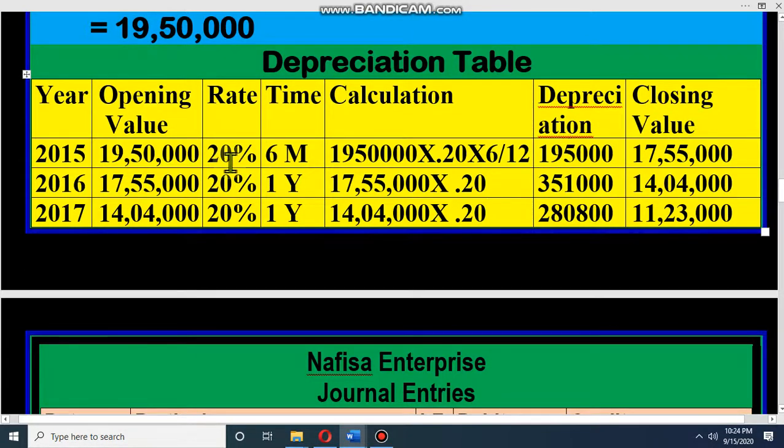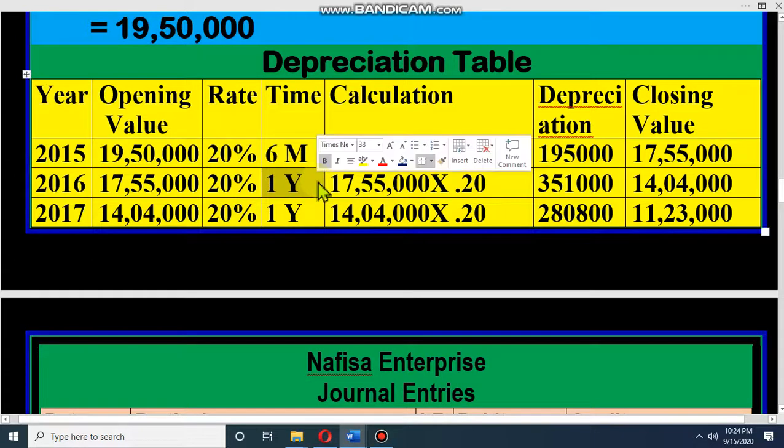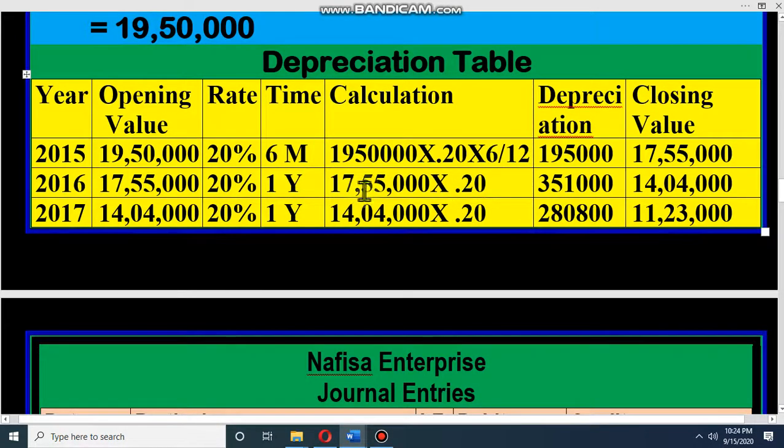Now closing value. What is closing value? Opening value minus current year depreciation. Then it is the closing value. That means this is the depreciable value for next year. So for 2016, we have a machine of 17 lakh 55,000 and the rate of depreciation is 20%. This year we use this machine for the whole year. So here no 6 by 12: 17 lakh 55,000 into 20%, that means 3 lakh 51,000.